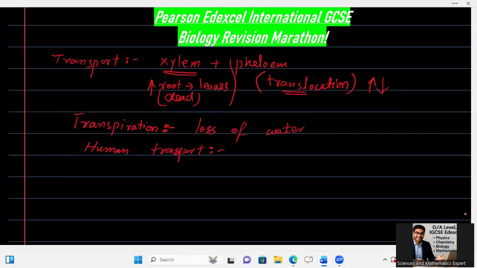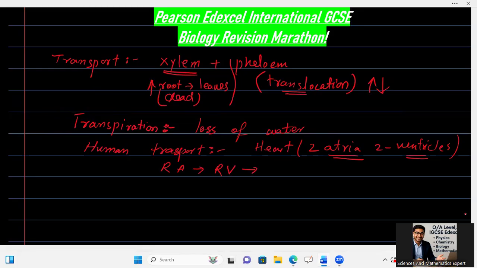If I talk about heart structure, the heart has two atria and two ventricles. Right atrium, right ventricle, pulmonary artery, and lungs. This is the way to get oxygen. Right atrium to right ventricle to lungs.